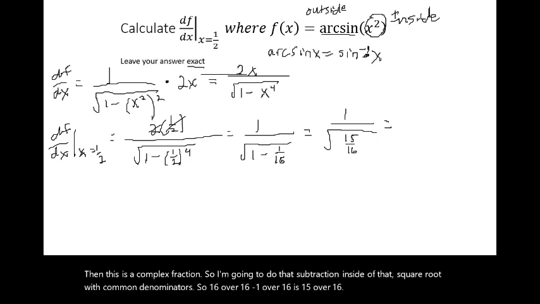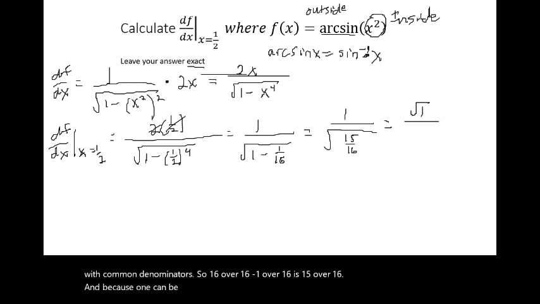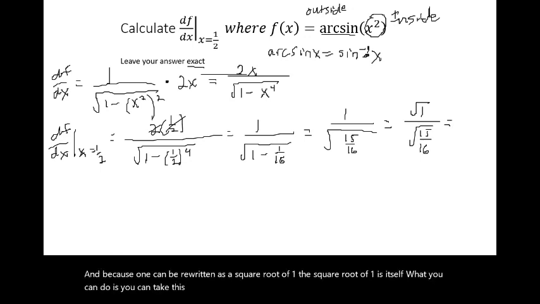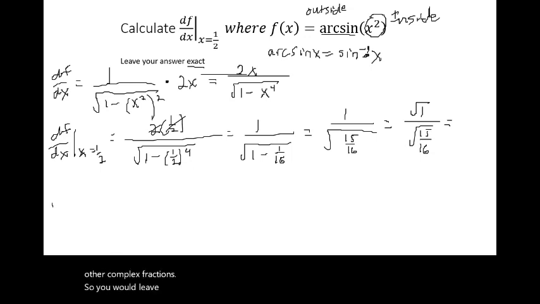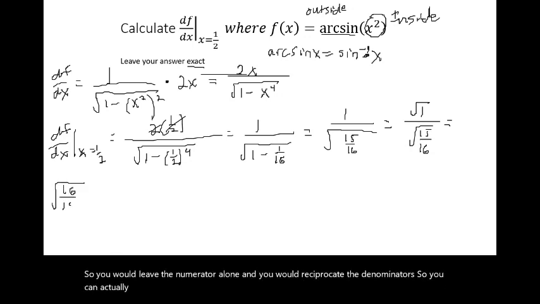And because 1 can be rewritten as the square root of 1, the square root of 1 is itself, what you can do is take this expression and simplify it using the same rules as other complex fractions. So you would leave the numerator alone and you would reciprocate the denominator. So you can actually write this as the square root of 16 over 15.